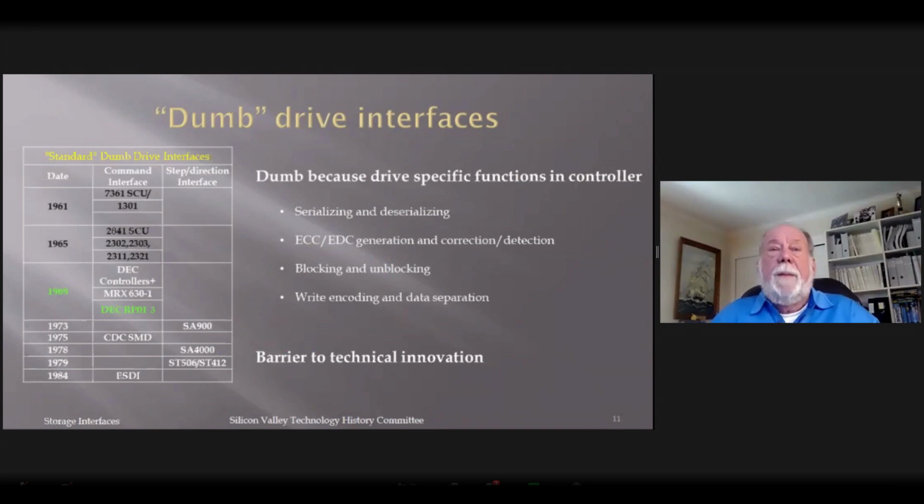I think this was the first time you could actually buy a disk drive with the same interface from multiple vendors like Memorex and Calcomp and Ampex, and I think about 6 or 7 vendors produced that product. They were dumb because there was a lot of drive-specific functions in the controller.